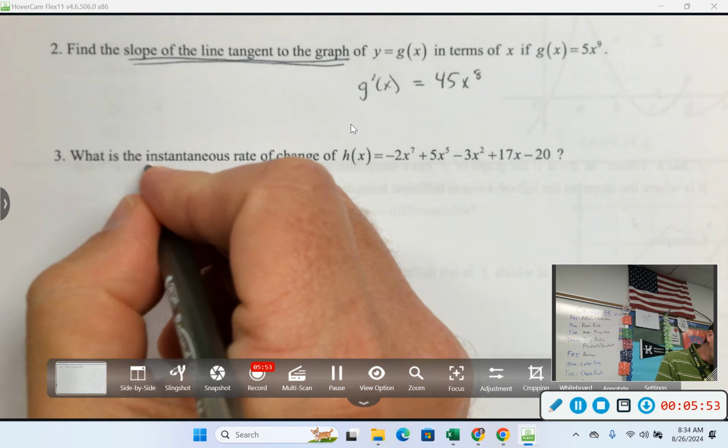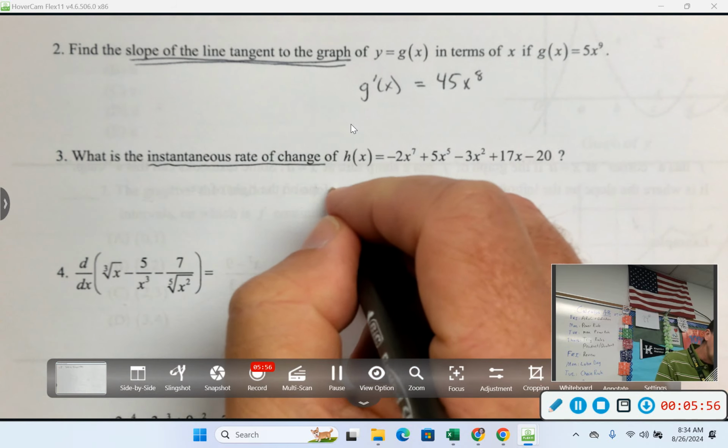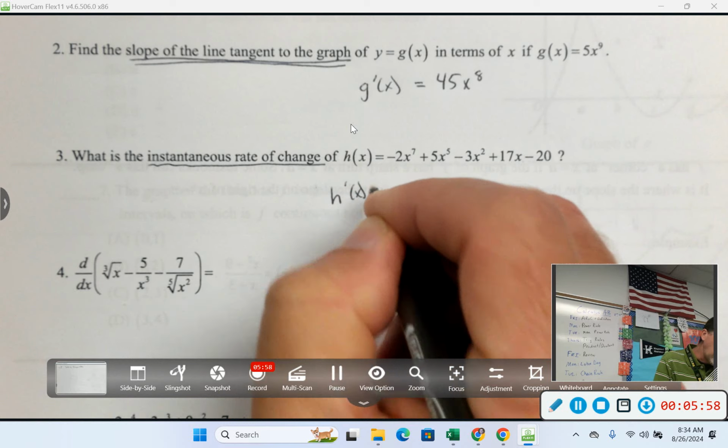Number 3, instantaneous rate of change. Well, again, that's just a fancy name for a derivative.